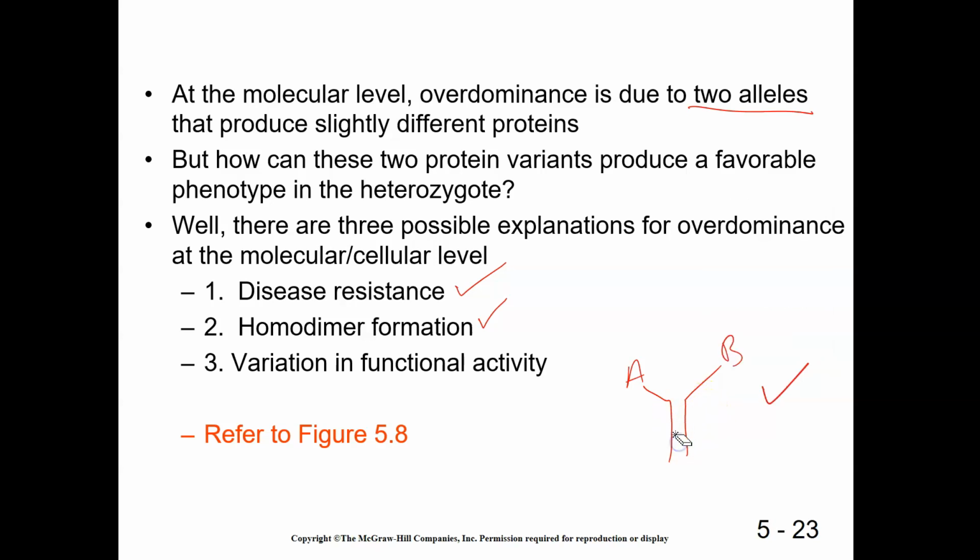There we go. If you just have A and B, if you break one, the structure falls. It doesn't function at all, okay? So homodimer formation can have something to do with overdominance. And then you can have variation in just the activity of one or the other.